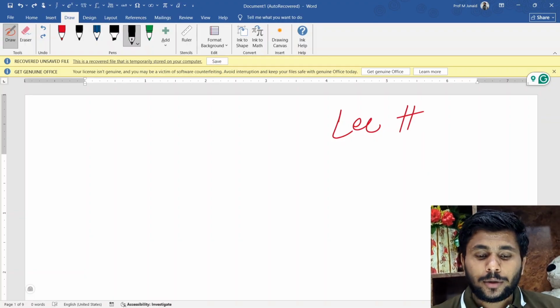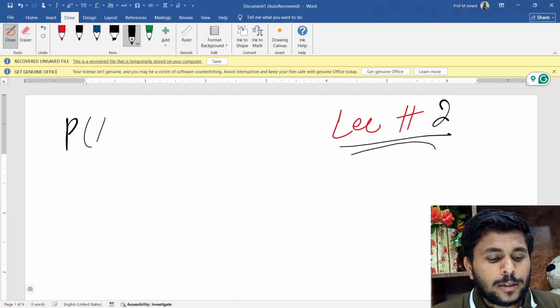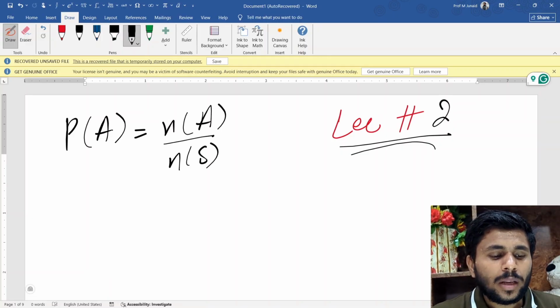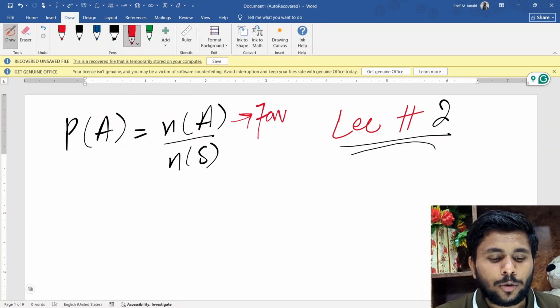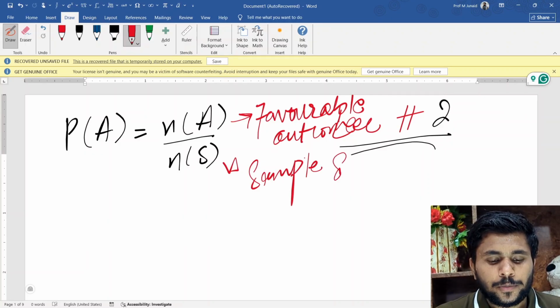Just give 5 to 7 seconds to revise my previous video. It is our lecture number 2. Our previous video's formula is P of A equals N of A upon N of S. And what is N of S? You are familiar. N of A represents the favorable outcome, and N of S represents the sample space.